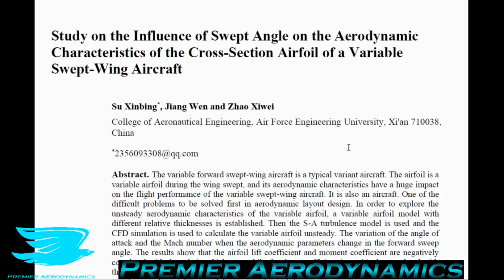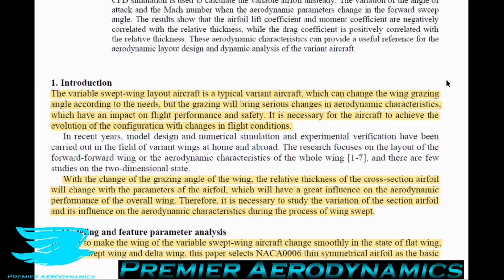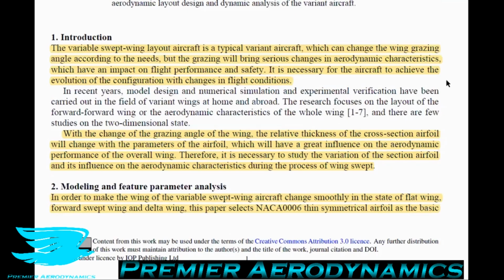The sweep angle is often used for a bunch of different reasons. You can use it for changing the critical Mach number in terms of going faster or slower. You can use it to change the stability of an aircraft and the lift production and drag production. So we're going to be looking at the lift production, drag production, and the pitching moment, and these are three very important parameters for any aircraft and any airfoil.